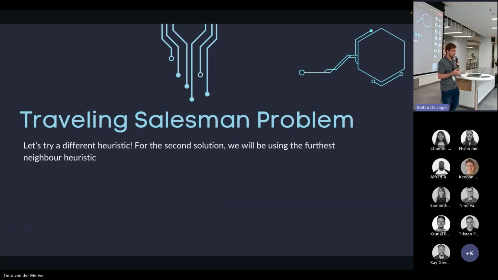So let's construct one more solution, but we're going to be using a different heuristic. Instead of using the nearest neighbor heuristic, we're going to be using the furthest neighbor heuristic. It works in a very similar way. Instead of choosing the city that's closest, we're just going to be choosing the city that's the furthest away. So let's use it to construct our second solution.